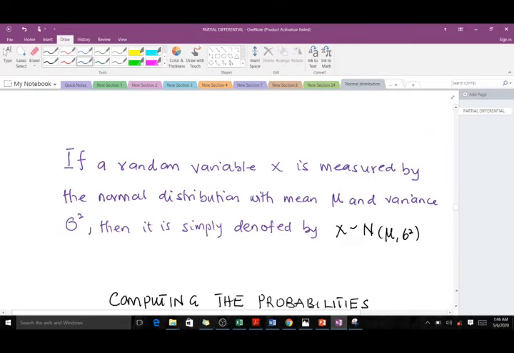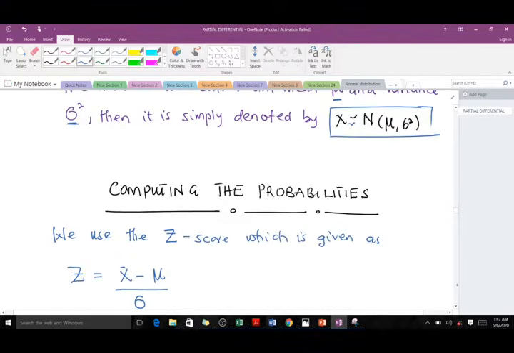If a random variable X is modeled by the normal distribution with mean mu and variance sigma squared, then it is simply denoted by this, as we can see here, and here the X happens to be our random variable. This sign here, and this N stands for the normal distribution, and it has two parameters, mu and sigma squared, where mu stands for the population mean and sigma squared stands for the variance. So that's a representation.